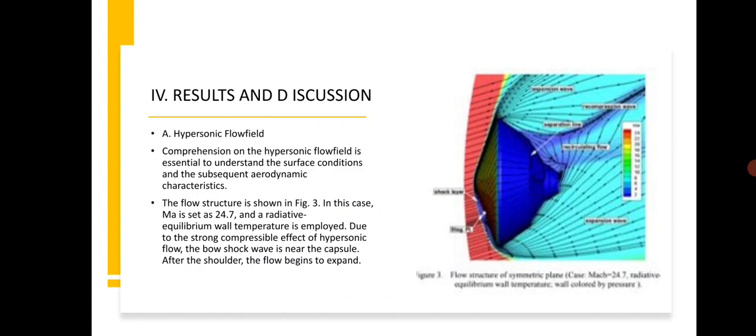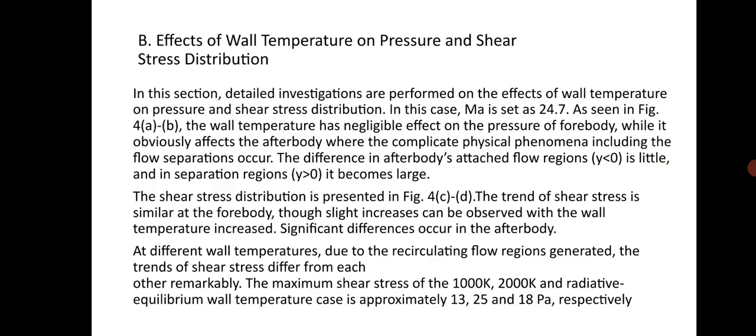Results and discussion. Hypersonic flow field. Comparison of the hypersonic flow field is essential to understand the surface condition and the subsequent aerodynamic characteristics. The flow structure is shown in figure 3. In the case of Ma set as 24.7, and radiative equilibrium wall temperature is employed. Due to the strong compressible effects of hypersonic flow, the bow shock is near the capsule. After the shoulder, the flow begins to expand.